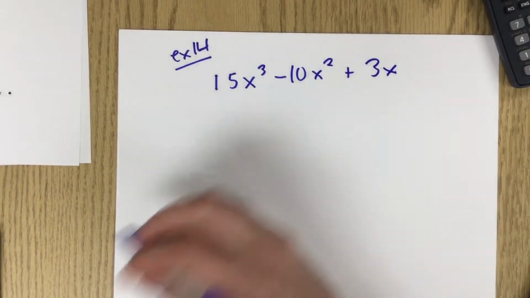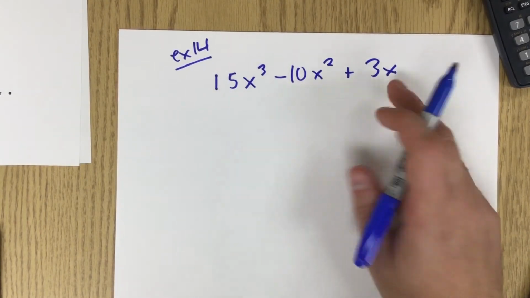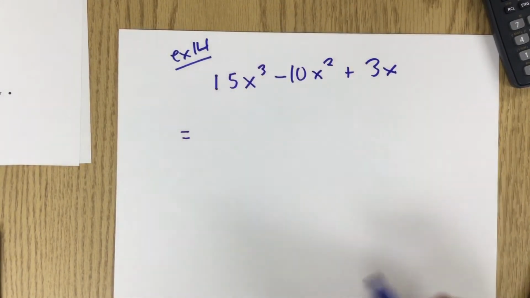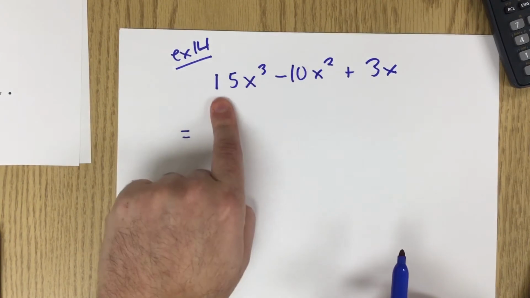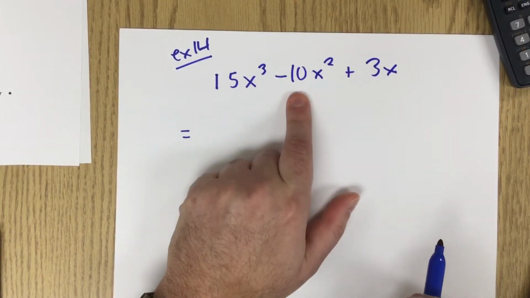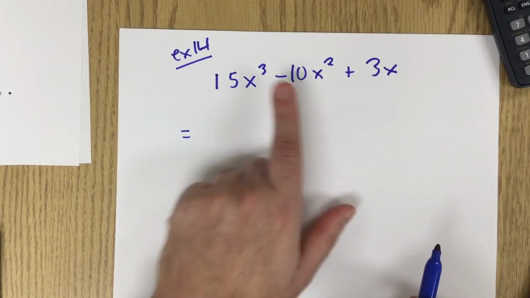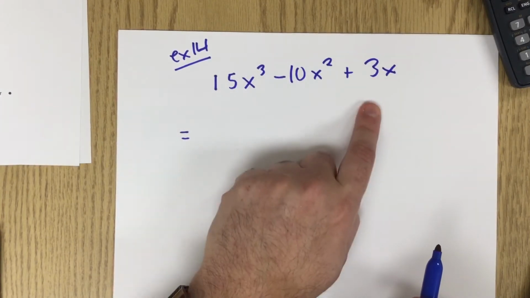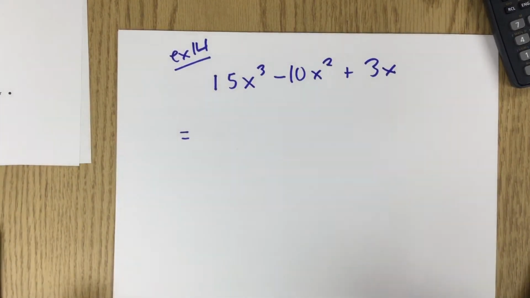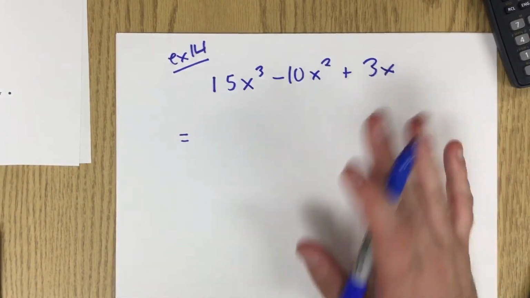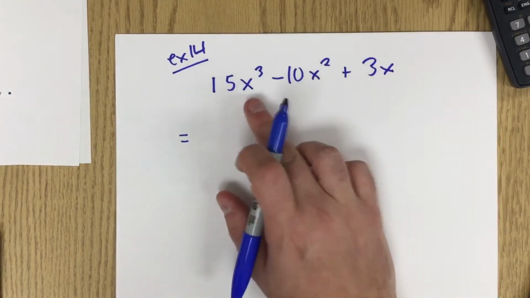Okay, so 15x squared minus 10x plus 3x. So let's look at the numbers. 3 goes into 15, 3 goes into 3, 3 does not go into 10. 5 goes into both of these, but it doesn't go into that one. 2, there's actually nothing in common here. So there's no numbers in common. So we can't really take out a number. There is an x in common though.